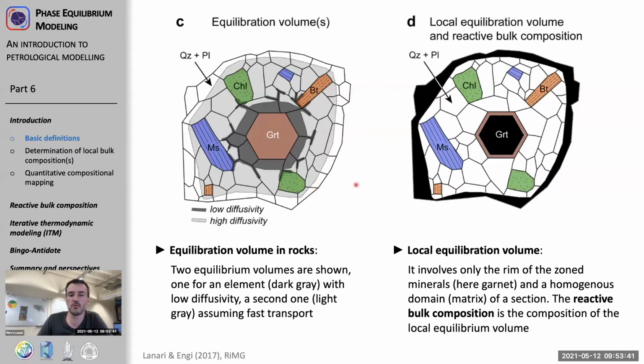So what we do when we want to run a thermodynamic model, a forward model, is we have to assume that for a local equilibration volume, shown here on this figure in transparency, all the elements that you consider in your model are equilibrated across this volume. So you can reduce the size of this volume to that of the element with the lowest diffusivity. And you can also exclude, for example, the interior of the garnet if this one is not reequilibrated by diffusion for the stage that you try to model. So that's the local equilibration volume, and the composition of this volume will be called the reactive bulk composition.